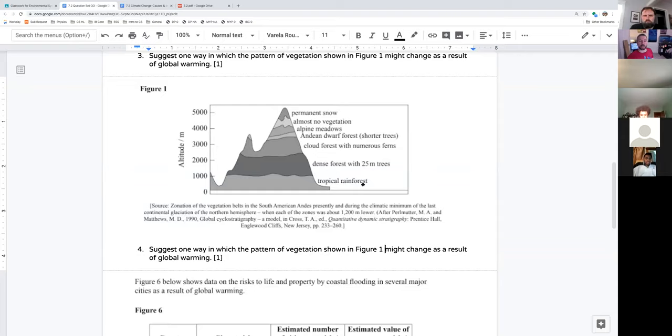So as global warming increases, as overall temperatures increase, what might happen with where we find this vegetation on a mountain like this? What is the general pattern that we would expect to have happen?